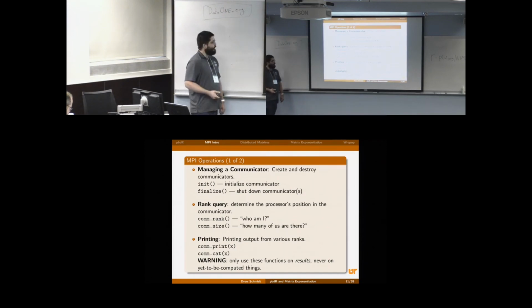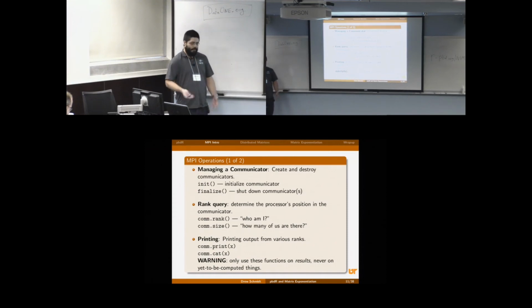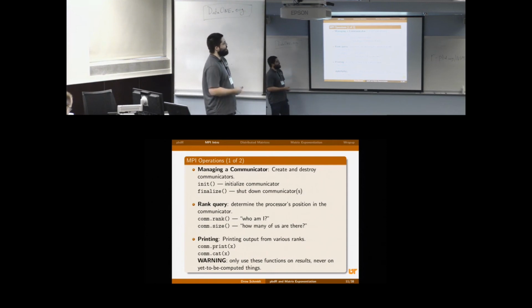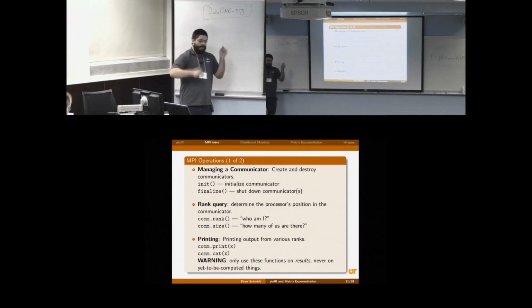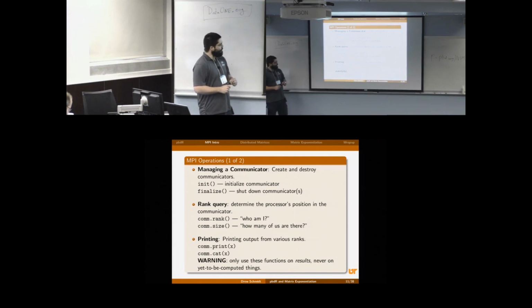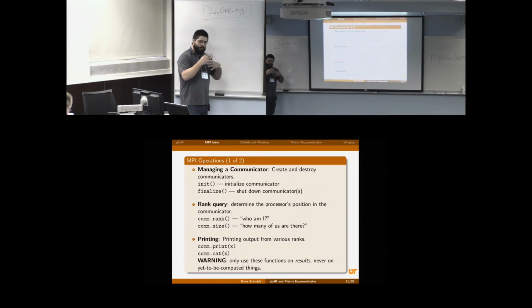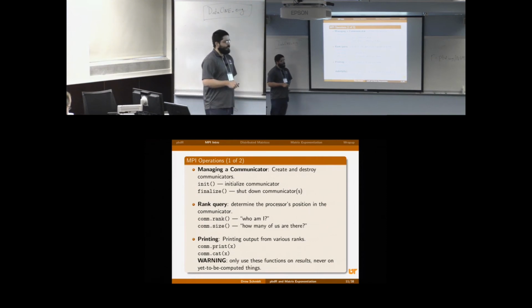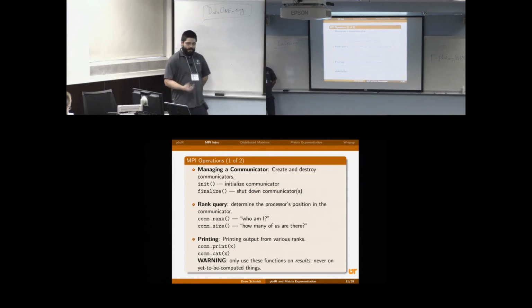We also have some printing utilities. So we have comm.print and comm.cat. These are the parallel versions of print and cat, but they have some niceties built in so that if you just call print and you have 10 ranks, then all 10 ranks are going to start trying to hammer standard output. And so you can basically just get a soup of mess as they fight over who gets to send the output to the terminal. So these, by default, have some order imposed. As such, they are dangerous. You should never apply these onto yet-to-be-computed things. And I can show you an example of that.